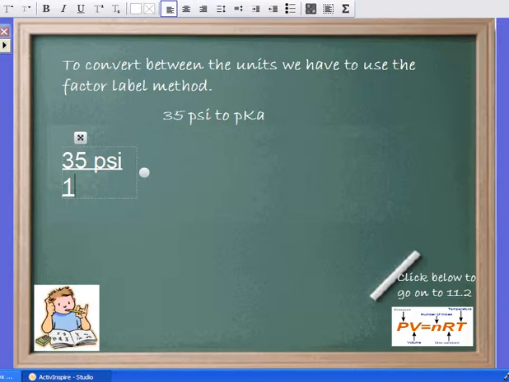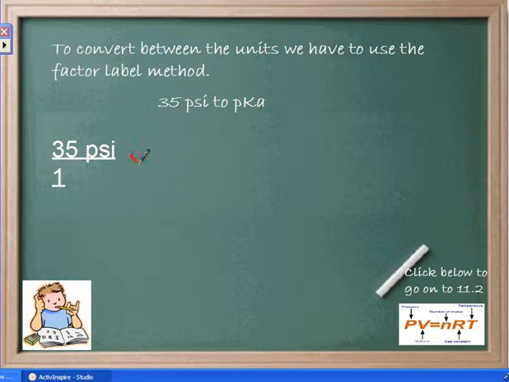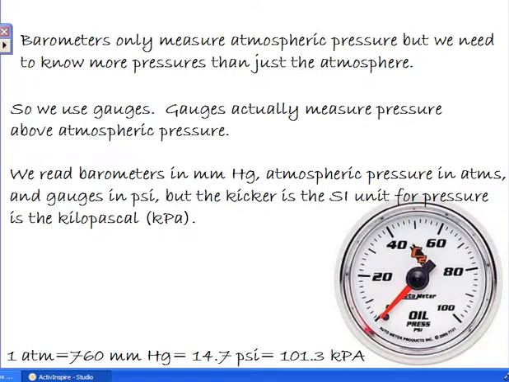And we have to convert it. So when we convert it, we're going to multiply it. Now I'm putting this in red so you know the difference. But what do we multiply it by? How do we know what to multiply it by? Well, we're starting at psi and we want to go to kPa. If we go back a page, we're going to find that out. So 101.3 kPa equals 14.7 psi.